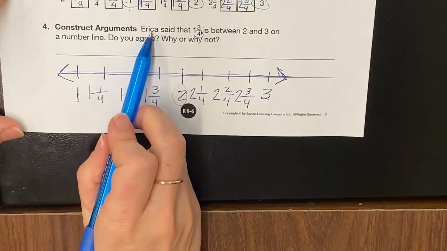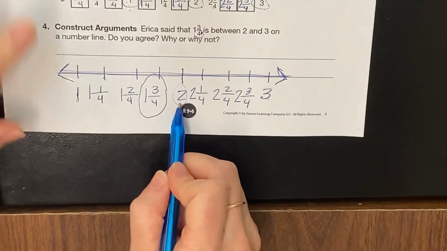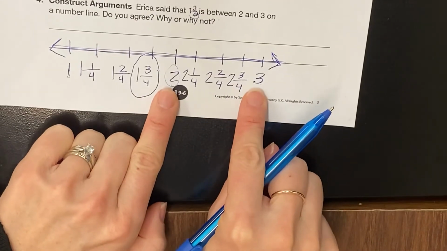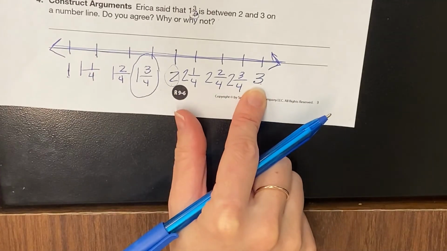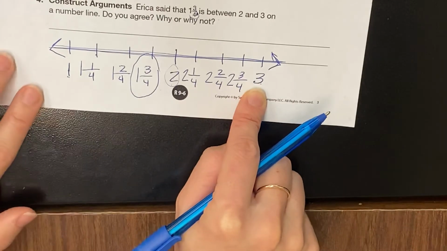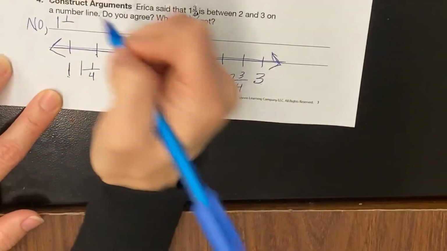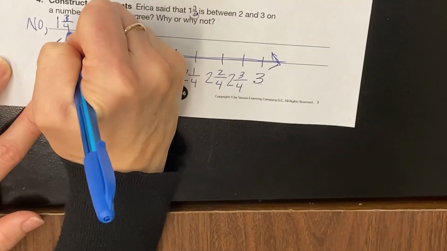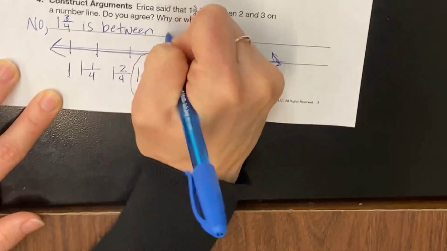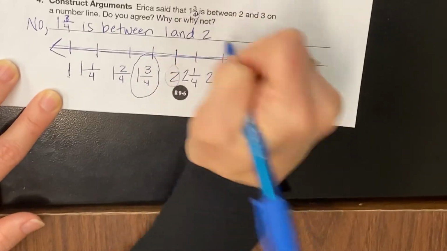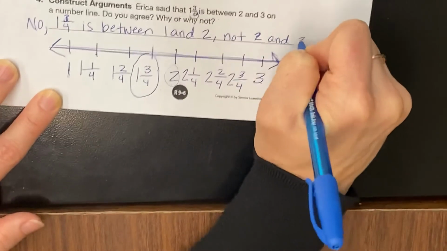Okay, now it says Erica said that 1 3/4 is between 2 and 3. Do you agree? Well, I do not agree, because we will say, well, first we'll say no. 1 3/4 is between 1 and 2, not 2 and 3.